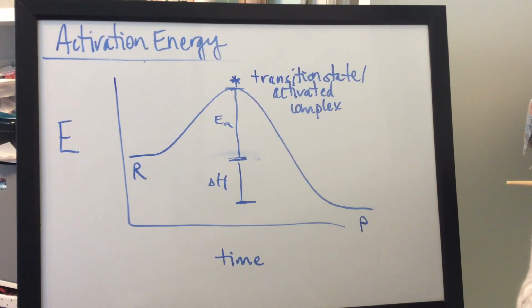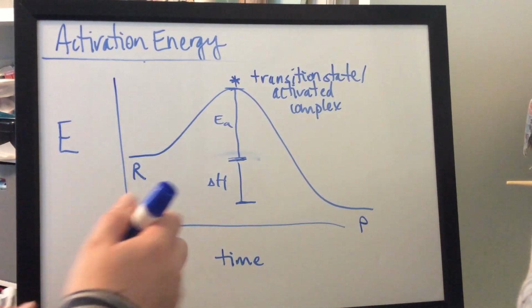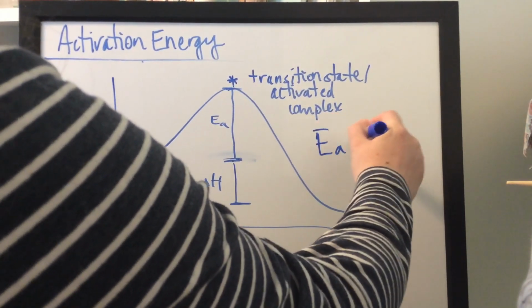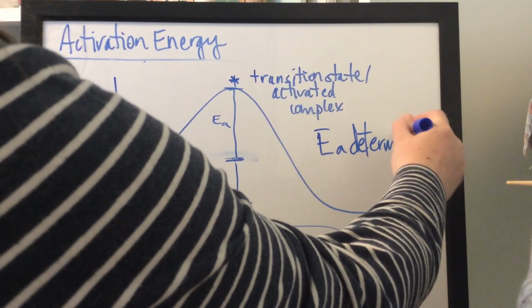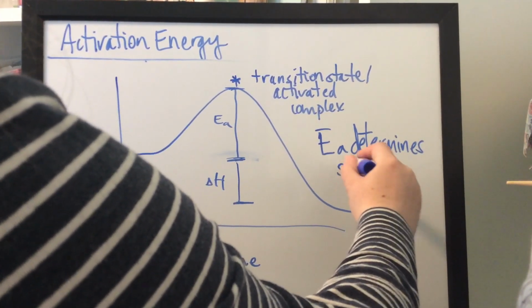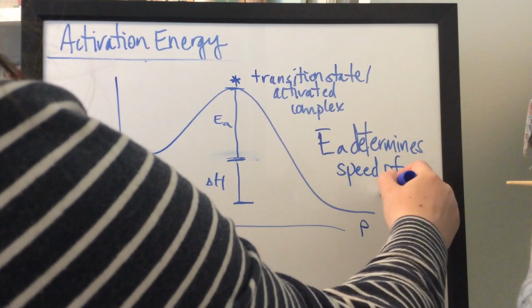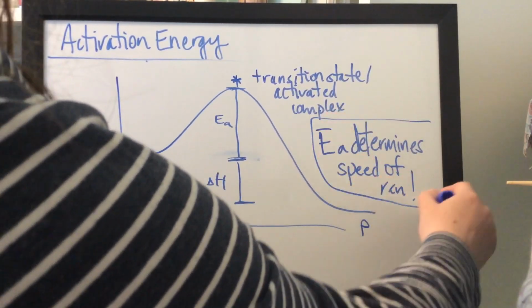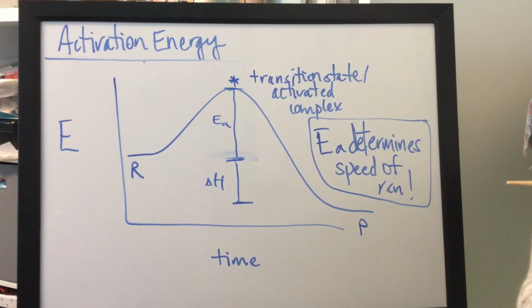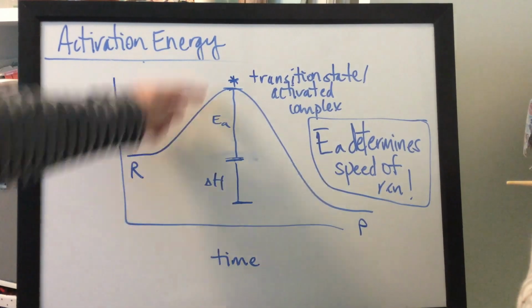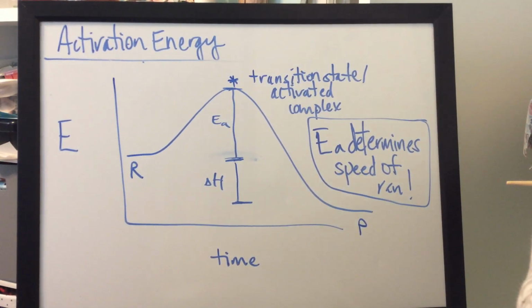Okay, so let's make a huge takeaway here. Let's say activation energy determines the speed of a reaction. Okay, so what does this mean? Well, this means that a reaction that has a really big activation energy, a really tall hill to climb, is going to be a slow reaction versus a reaction that has a small activation energy, which is going to be a quick reaction.